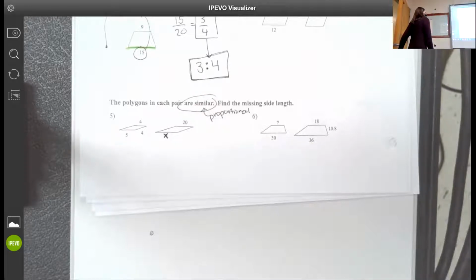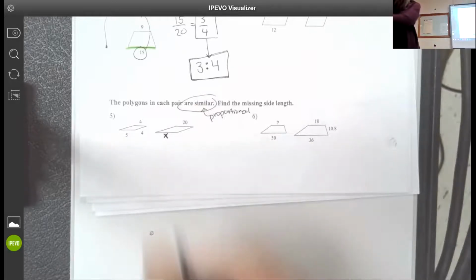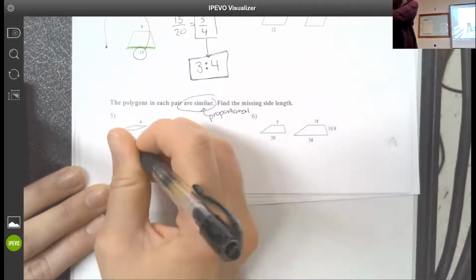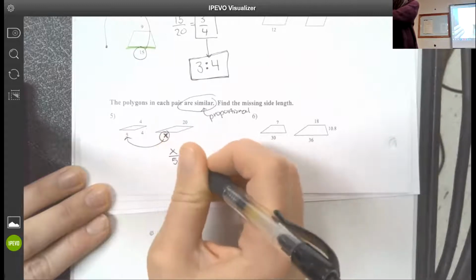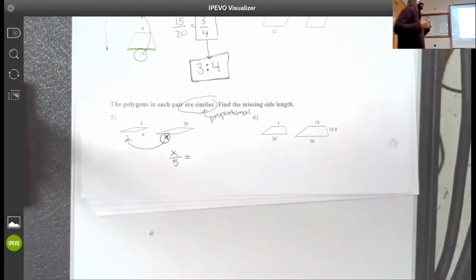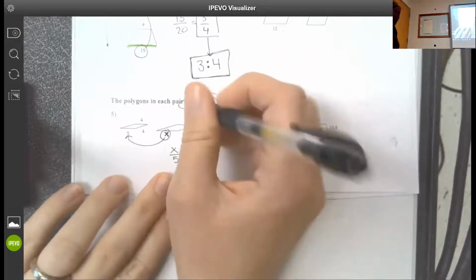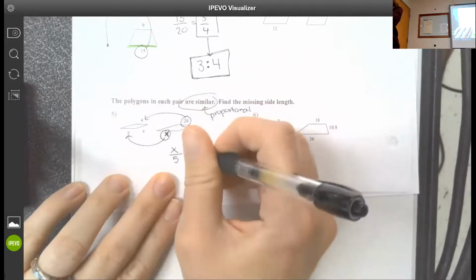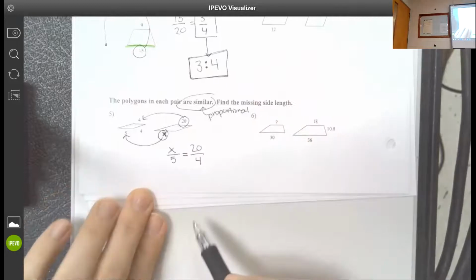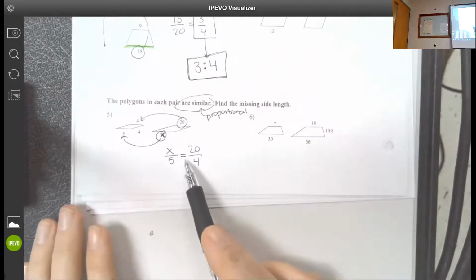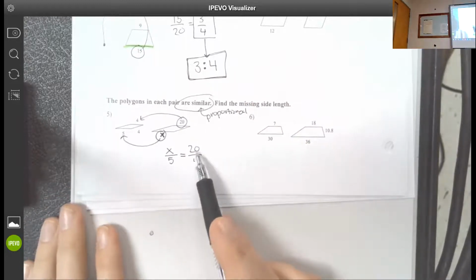Now, missing side X, what does it correspond to? 5. So X to 5 has to be proportional, which means equal. The ratio is going to be equal to, well, my other side is 20. What does 20 connect to? 4. 20 to 4. Okay, X to 5 has to be an equal ratio proportional to 20 to 4.